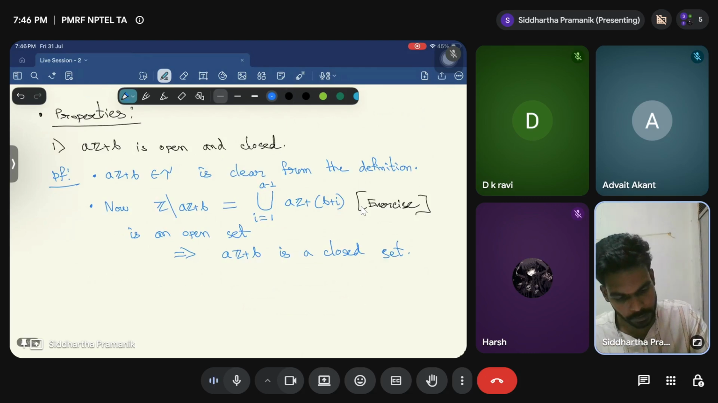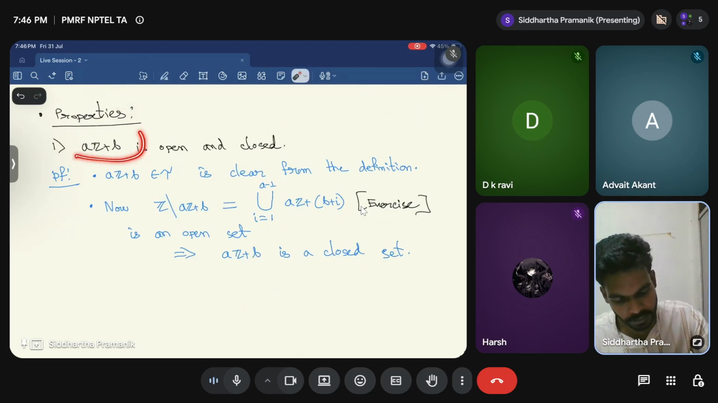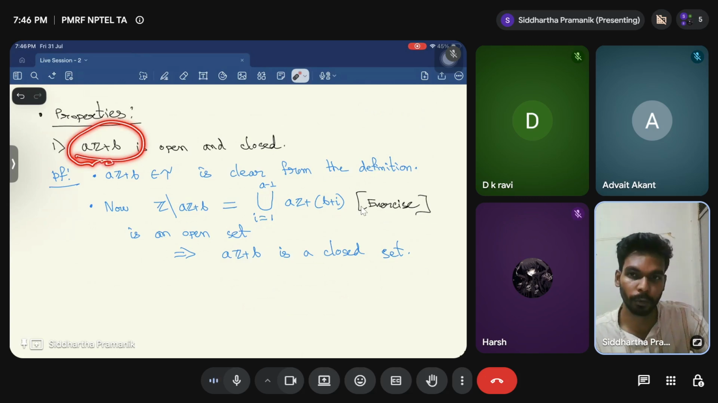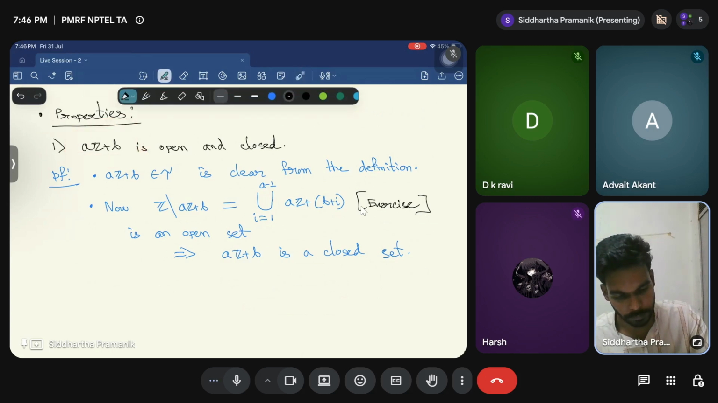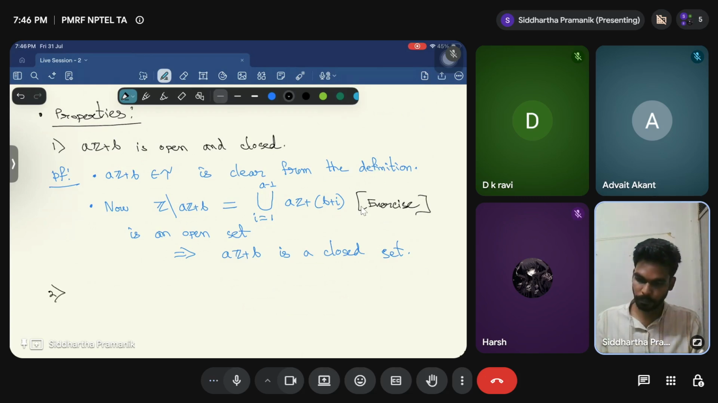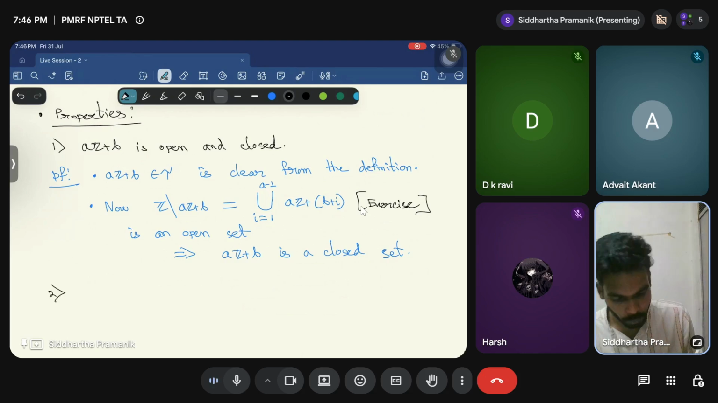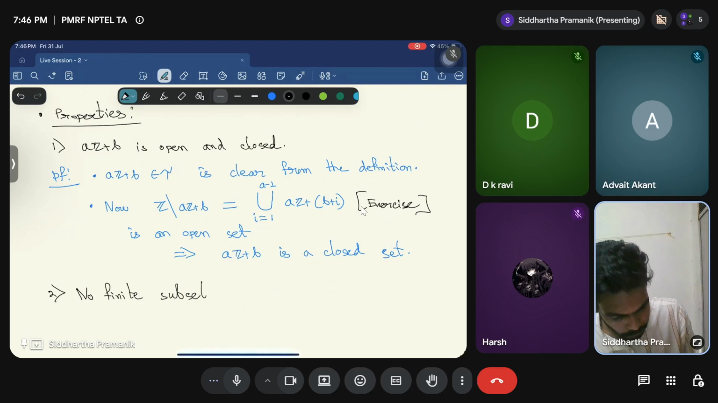Okay, so these sets Az plus B are both open as well as closed. So this is the first property. Now the second one. The second one is: no finite subset of Z is open.